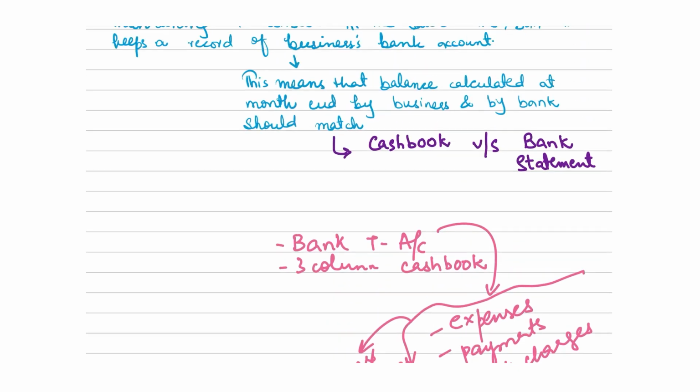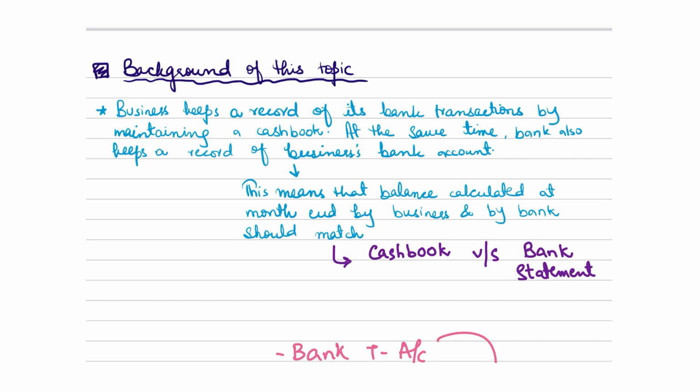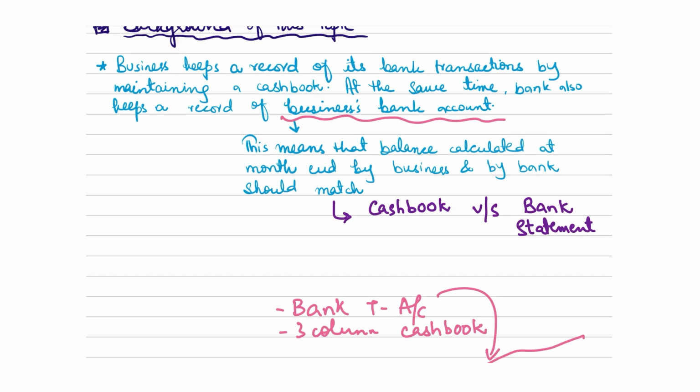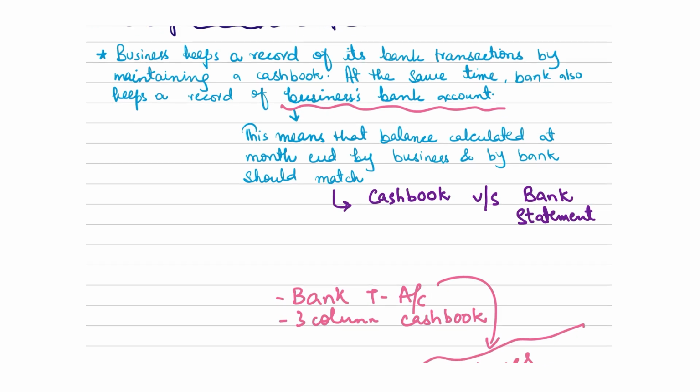This should mean that at the same time the bank will also be recording all of those transactions related to our business in its own account. When we are recording the bank related transactions, the bank would also be recording that in its own account with the name of our business. So ideally, when we compare the balances of the two, the balance which the business will extract at the end of the month, the balance carried down extracted in the cash book, should match with the balance extracted by the bank for our business account, which will be shown in the bank statement.